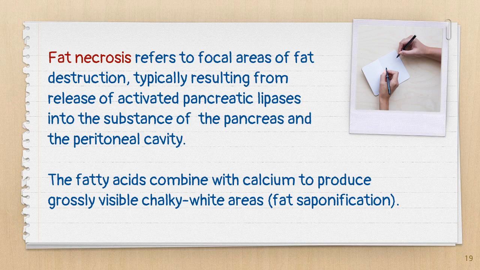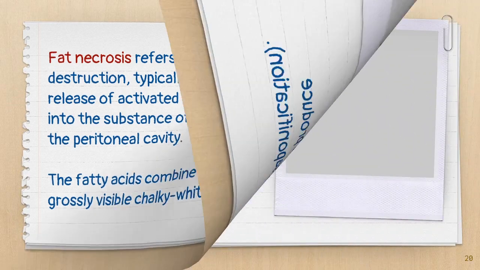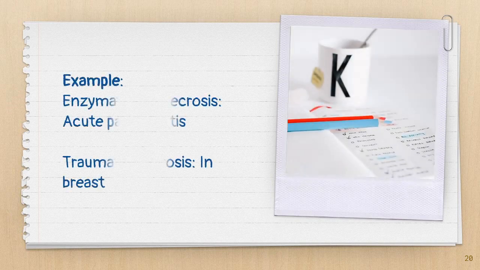On histologic examination, the necrosis takes the form of foci of shadowy outlines of necrotic fat cells with basophilic calcium deposits surrounded by an inflammatory reaction. So these are the histologic findings. Now some examples: enzymatic fat necrosis and traumatic fat necrosis. Enzymatic fat necrosis we have already discussed in acute pancreatitis, and traumatic fat necrosis actually occurs in the breast.